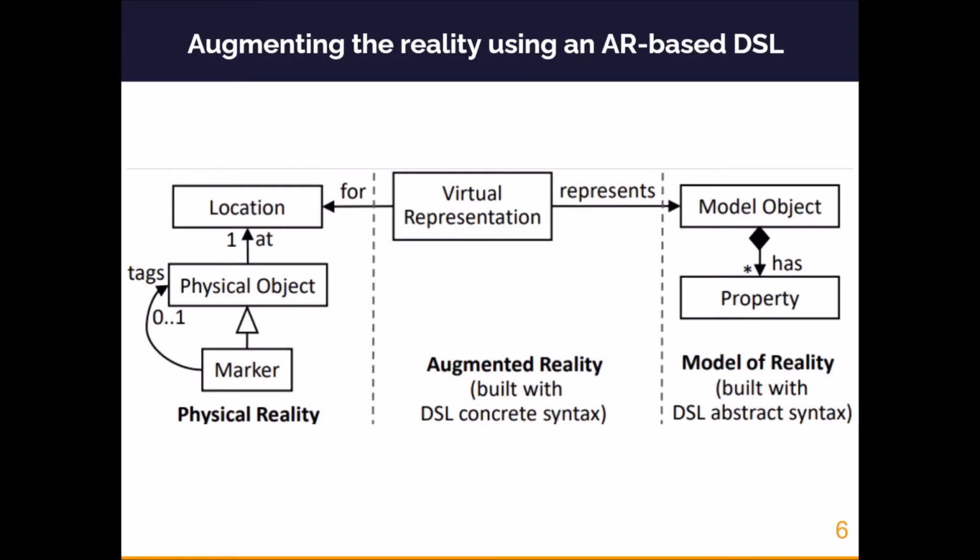Okay, so let's dive into the main core of the paper: augmented reality using an AR-based DSL. On one side, you have the physical object, which is at some location or identified with some marker. On the other side, you have the concept being modeled, the model object, which is defined with an abstract syntax. In the middle, we need a concrete syntax, and that's where we came up with an augmented reality one. So we provide a virtual representation for a physical object, which represents a model object.